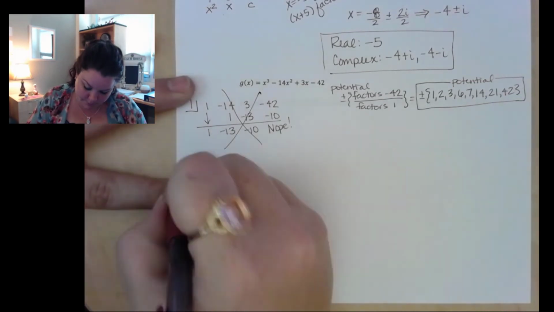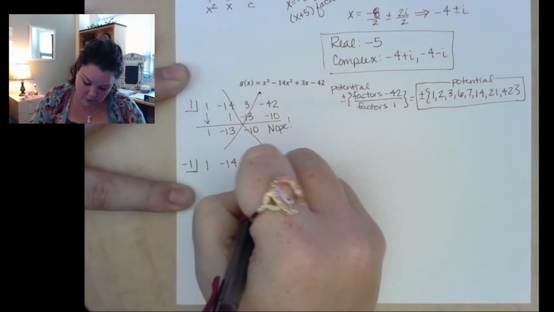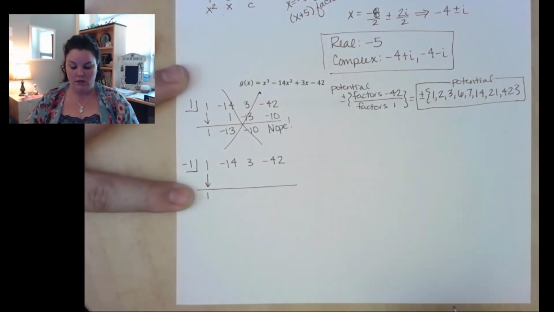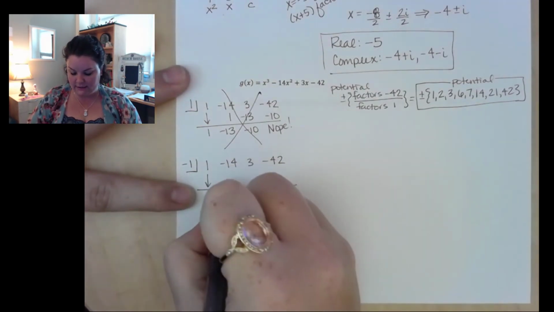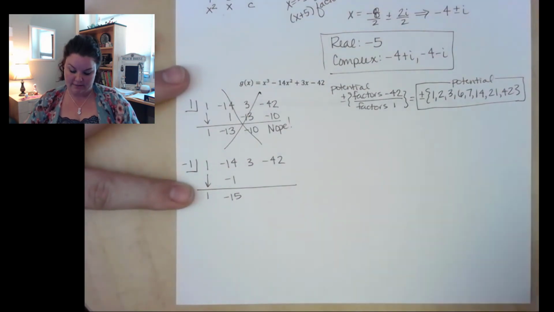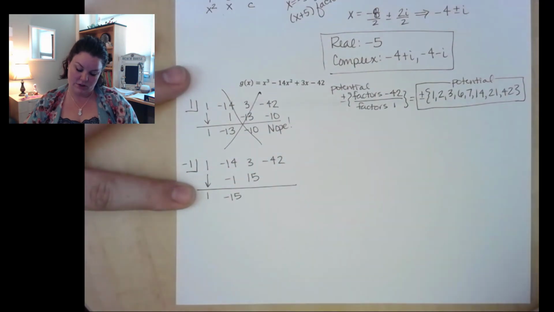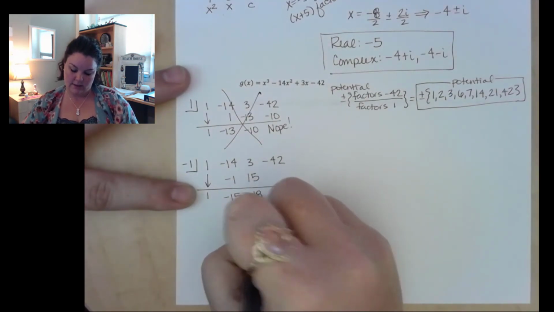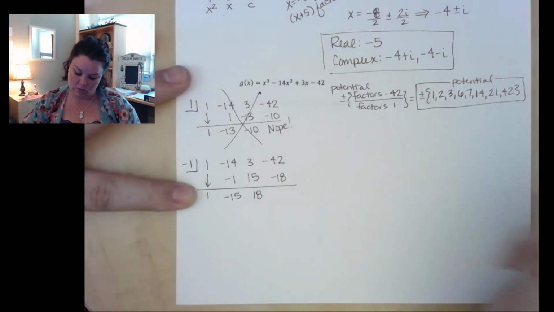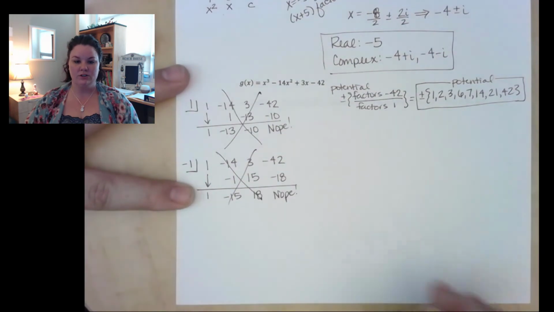All right, let's try -1. So 1, -14, 3, -42. I bring down my 1. 1 times the -1 in my box is -1, which gives me -15. -15 times the -1 gives me a +15, which is 18. And 18 times -1 is -18, and that is not working either. Boo. Okay, let's try 2.